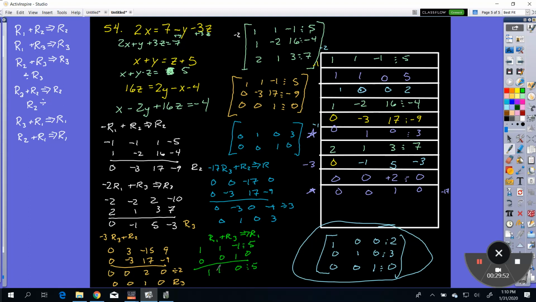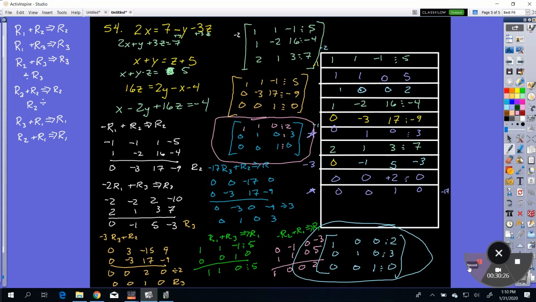Now I want this one in the middle to go away, so negative row 2 added to row 1 makes a new row 1. I'm going to scribble over the top of this. Sorry, it's going to be a mess. So 0, negative 1, 0, negative 3. Add that to row 1, which is 1, 1, 0, 5. That's 1, 0, 0, 2. And that's my final answer on that. So depending on which way you do it, doesn't matter. You'll get the same answer. Good luck. Hopefully this helps.